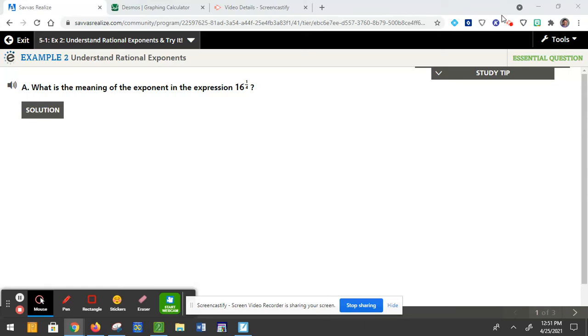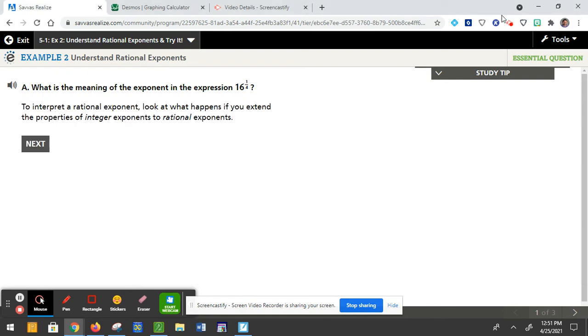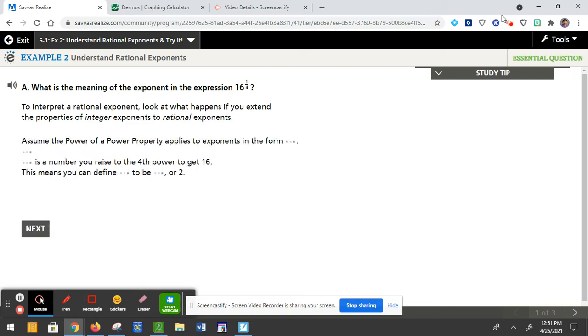Now we're going to talk about rational exponents. What is the meaning of the exponent in the expression 16 raised to the power? So now exponents are fractions. We're going to look at what that means. So to interpret a rational exponent, look at what happens if you extend the properties of integer exponents to rational exponents.